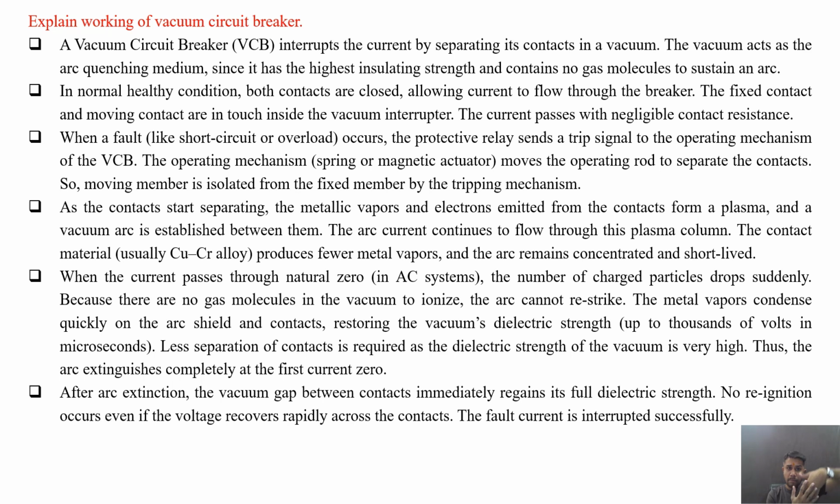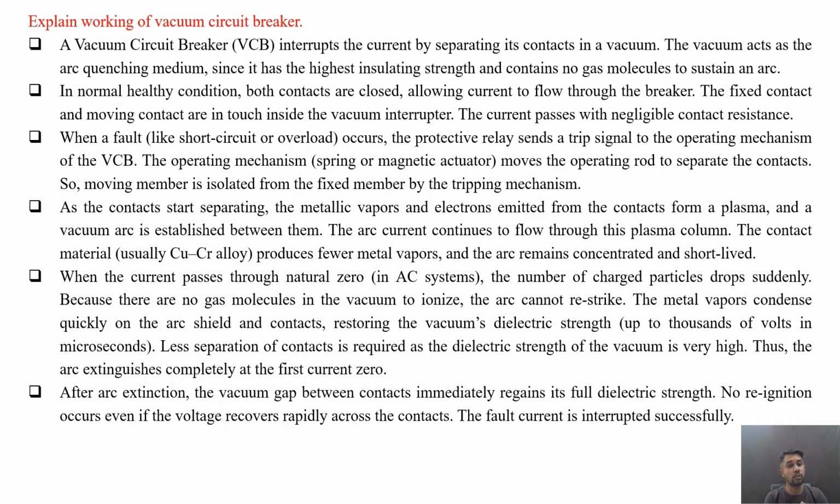So the moving member is isolated from the fixed member now by the tripping mechanism. Now as the contacts start separating, the metallic vapors and electrons emitted from the contacts form a plasma and a vacuum arc is established in between them. The arc current continues to flow through the plasma column, that is in between the fixed contact and moving contact.